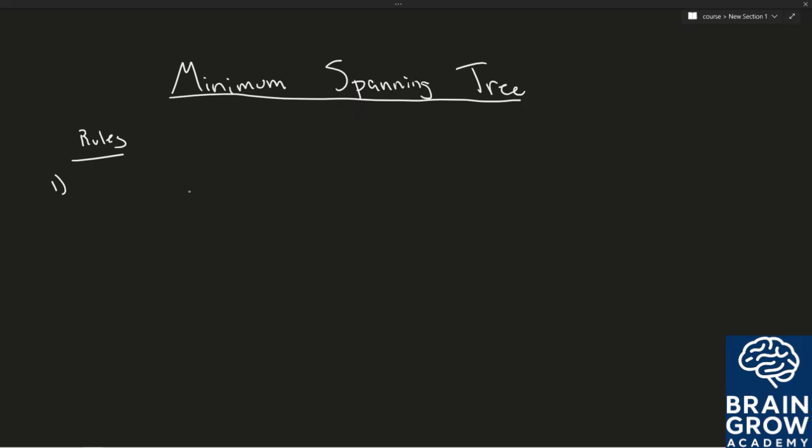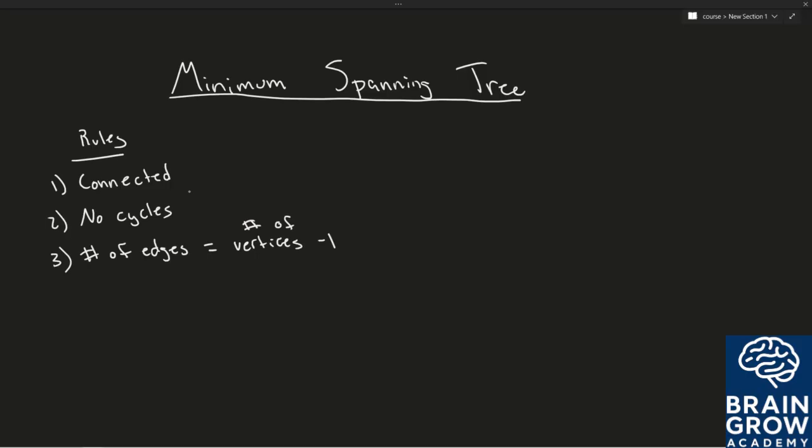The first one is we need to be connected. The second one is no cycles. And the third one is the number of edges is equal to the number of vertices minus 1.